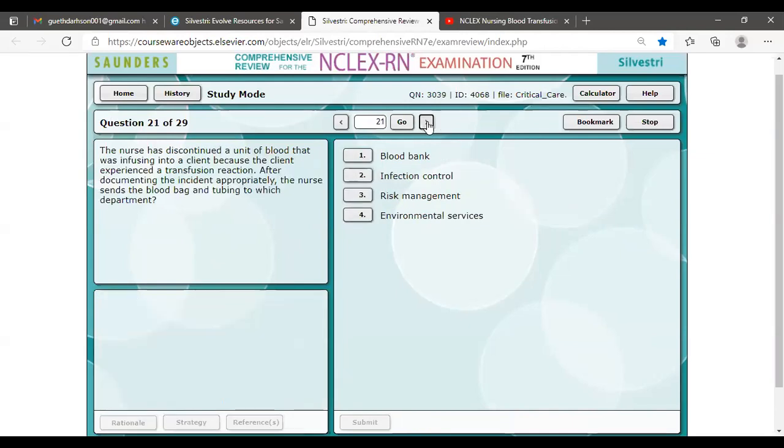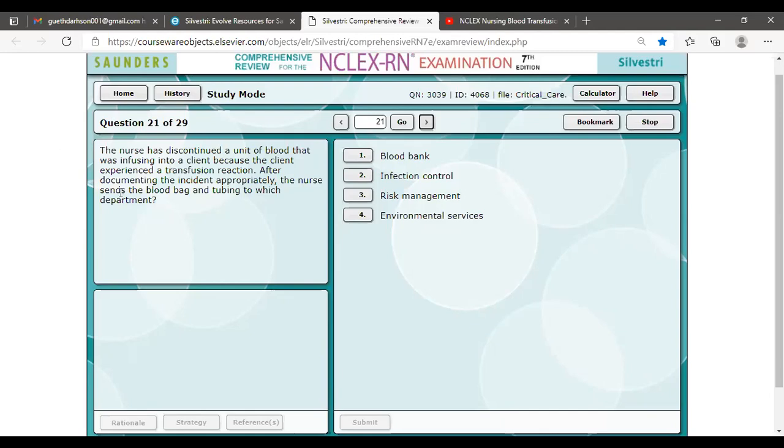What next? Next question is here. A nurse has disconnected one unit of blood that was infusing into the client because the client is experiencing a transfusion reaction, right? It is very clear. After transfusion of blood, the patient develops a transfusion reaction.